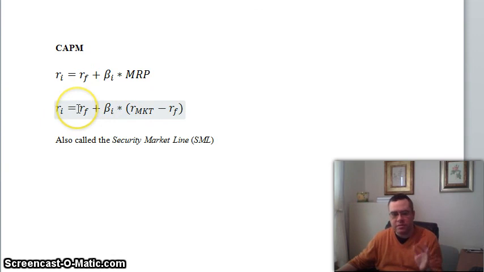Sometimes you're given a different subset. So maybe you're given the expected return, beta, and the risk-free rate, and you have to figure out the expected return on the market. Then you just do a little bit of algebra, rearrange the equation, and solve for the other one.